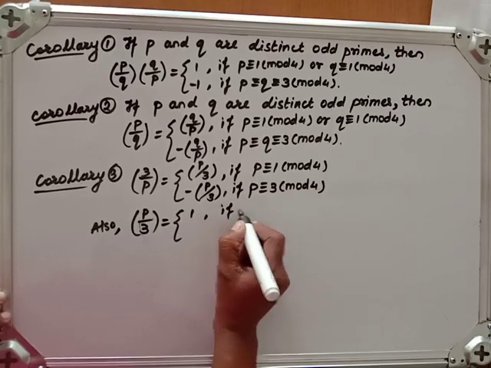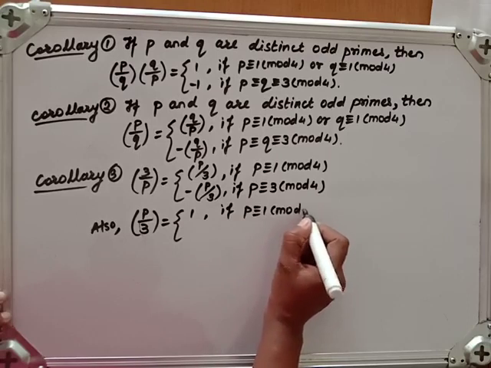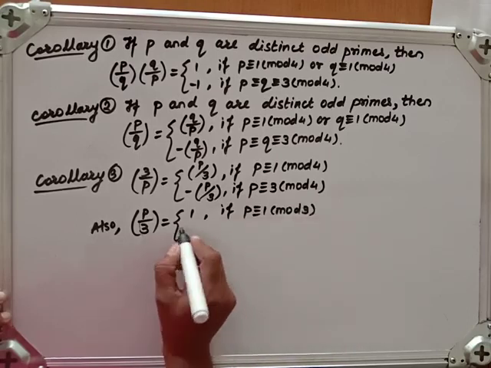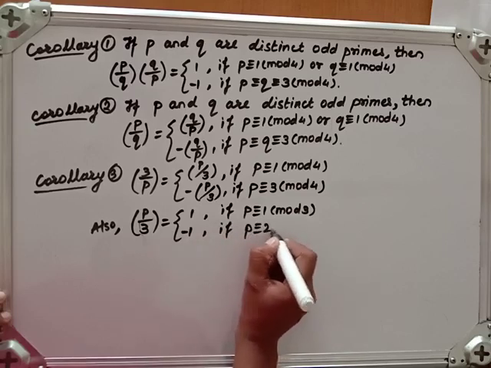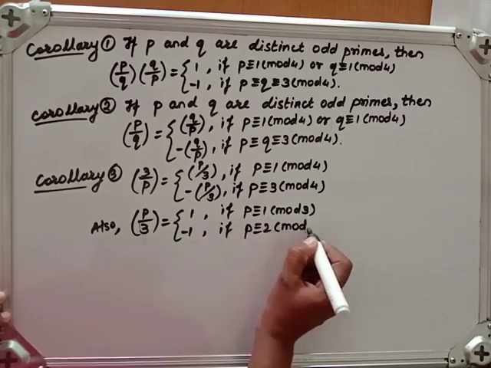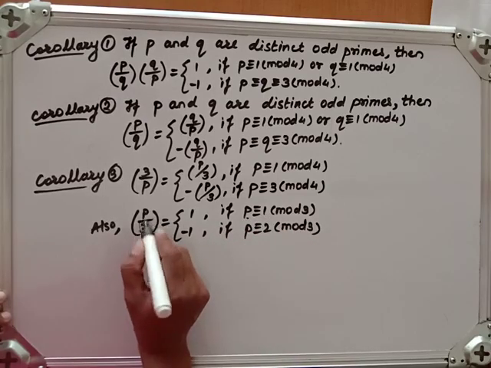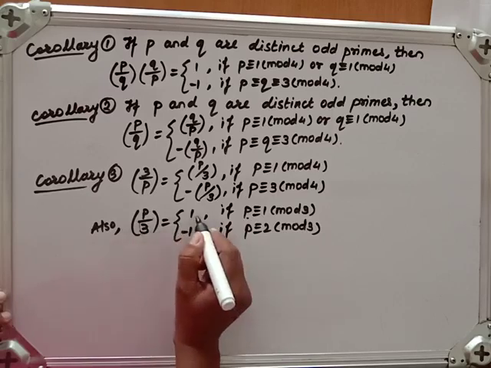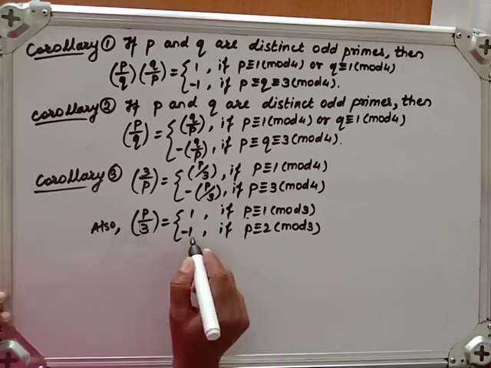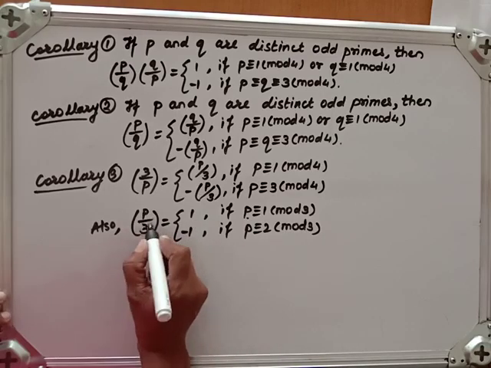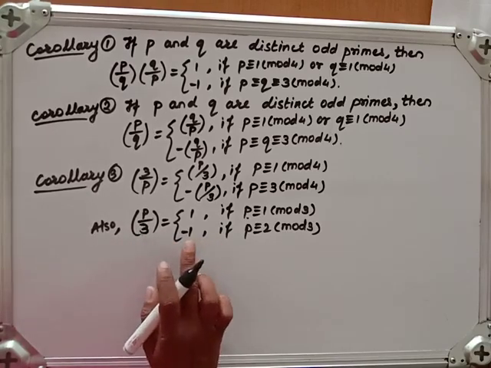It is 1 if P is congruent to 1 modulo 3, and it is minus 1 if P is congruent to 2 modulo 3. Why is this? P congruent to 1 modulo 3 means it will be 1 by 3, so its value is 1. And if it is 2 by 3, then 2 is not a quadratic residue of 3, that's why it will be minus 1.